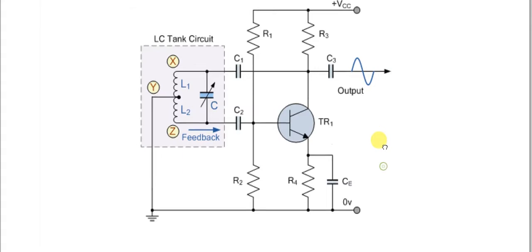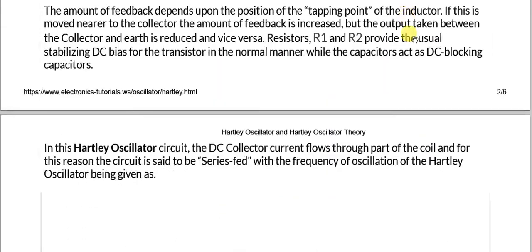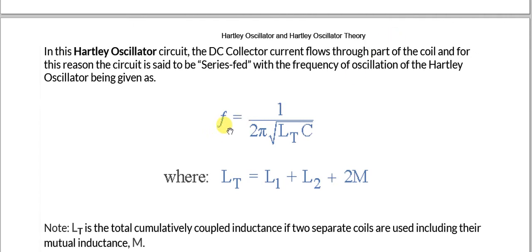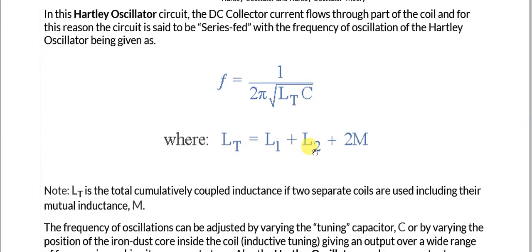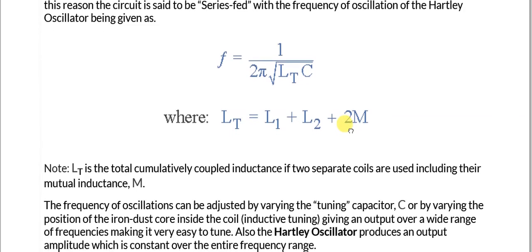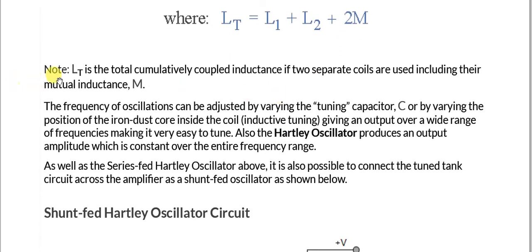The resonant frequency is given by 1 over 2 pi square root of LT times C, where LT is the total inductance, the sum of L1 plus L2 plus 2M, the mutual inductance. Note that LT is the total cumulative coupled inductance if two separate coils are used, including their mutual inductance. If there are two coils like a transformer, then this additional mutual inductance has to be included. But if it is a single coil, then there is no need for this 2M, and only L1 plus L2 will be used.